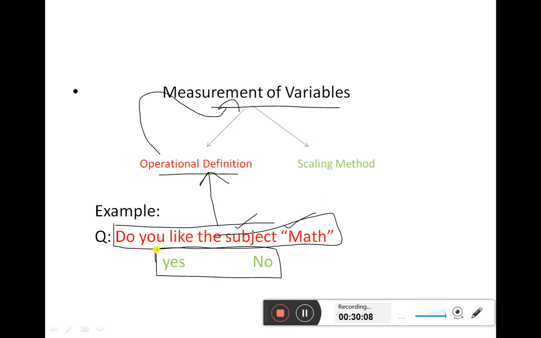Now in the next lecture inshallah, I'll explain the next part, which is the scaling part. So measurement of variables is done with the help of operational definition and with the help of the scaling method. Operational definition is clear. Now inshallah in the next lecture I'll explain the scaling method, which is basically a technique with the help of which we will measure the statement.